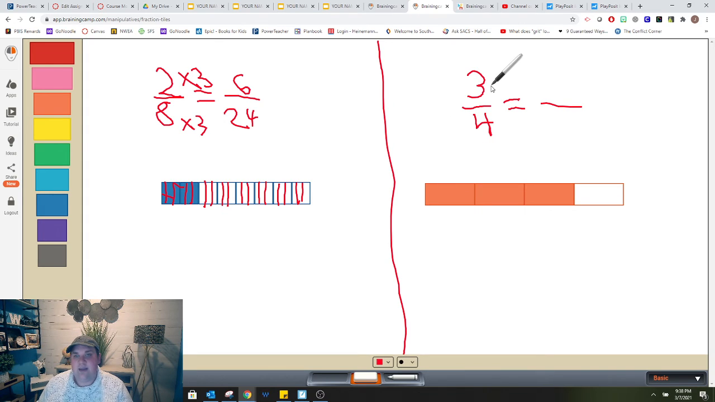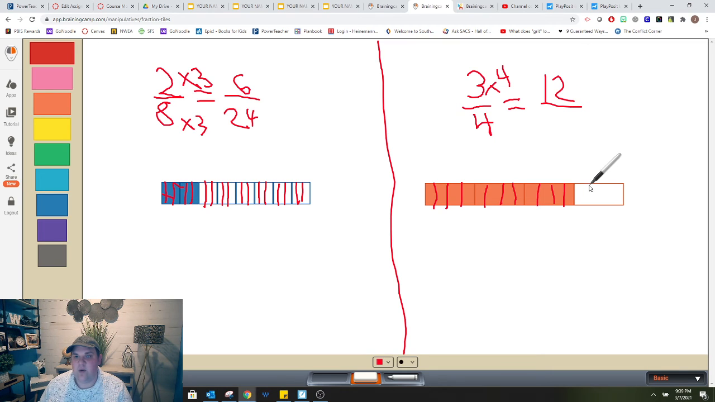All right, I'm going to choose 4. So I know if I partition the 3 shaded pieces into fourths, it would look something like this. So there's 4 pieces in that one piece. Now there's 4 more. And there's 4 more. So I have a total of 12 pieces here, and guess what? 3 times 4 is 12.